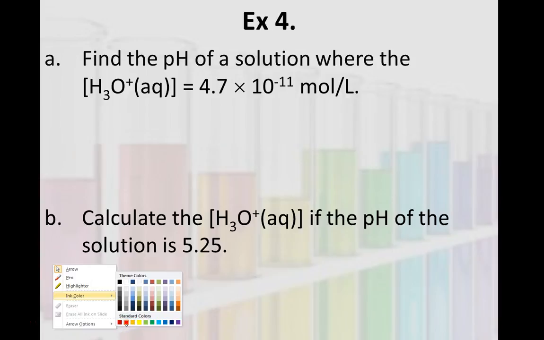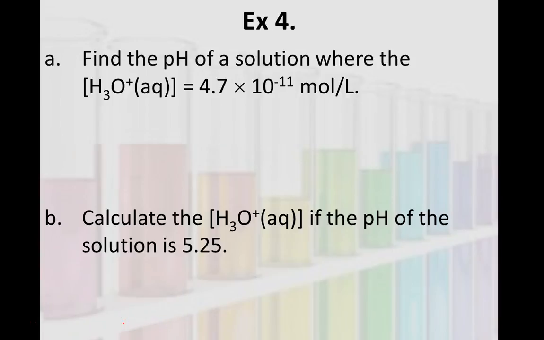Okay, so these are the most basic questions you would have looked at last year, and then we'll get to the tougher ones. So find the pH of a solution where the hydronium ion concentration is 4.7 times 10 to the negative 11. Just looking at this, based on some of the stuff we did yesterday, do you think this is a strong acid or a weak acid? Weak acid, right? That 10 to the negative 11 indicates a very small concentration.